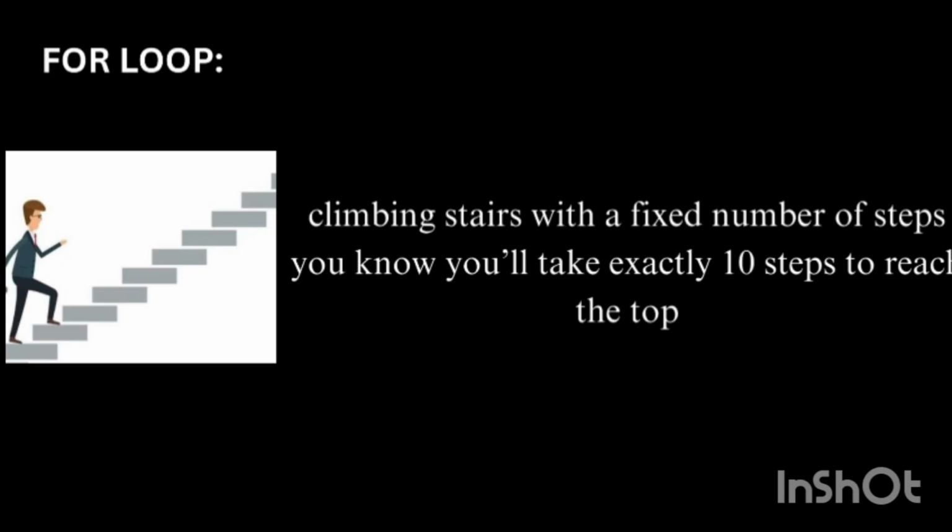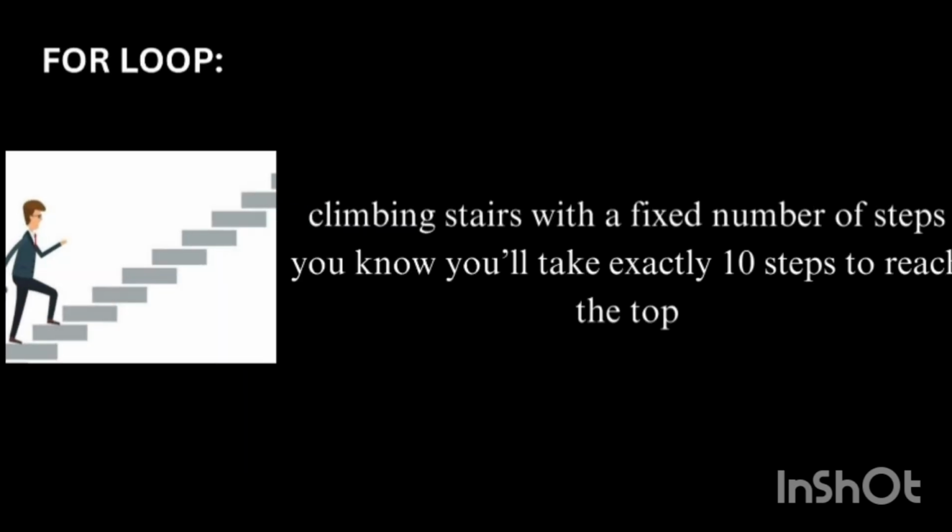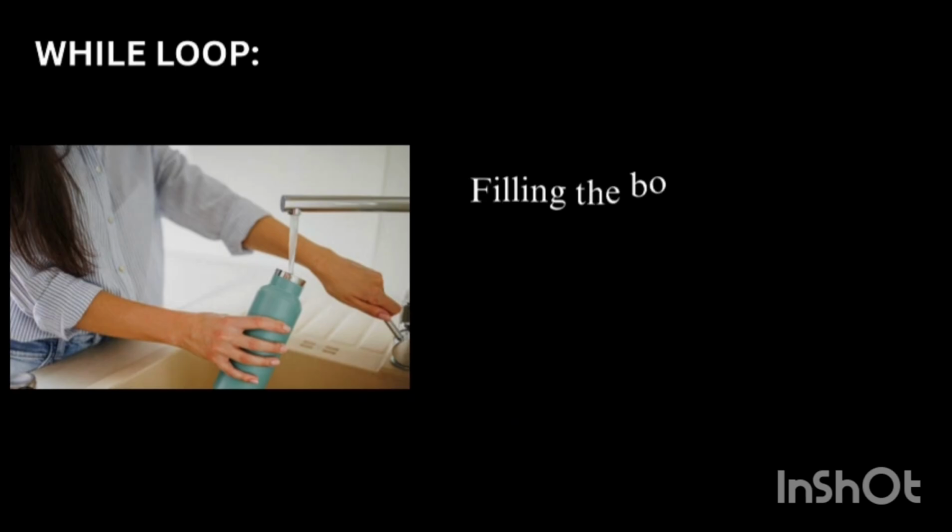There are three main types of loops in C. The first one is the for loop, the second one is the while loop, and the third one is the do while loop. Let's understand each of them with examples.